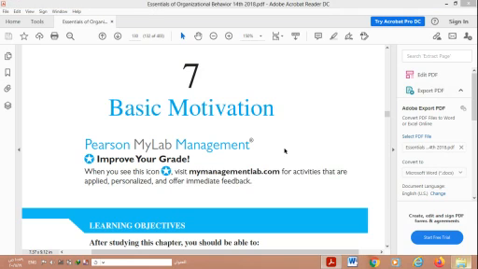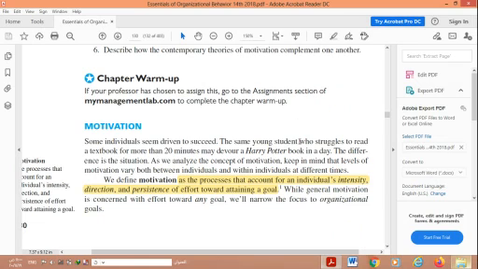Dear students of Organizational Behavior course, today inshallah we will continue chapter number 7, Basic Motivation. In the first chapter we started to define what we mean by motivation, and we said that motivation is the process which depends on three main factors: the individual's intensity, direction, and the persistence of efforts toward attaining or reaching specific goals. So through those three factors, organizations can determine whether the motivational process is working or not.